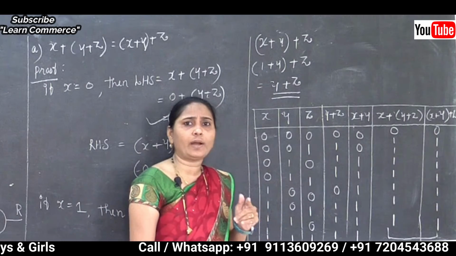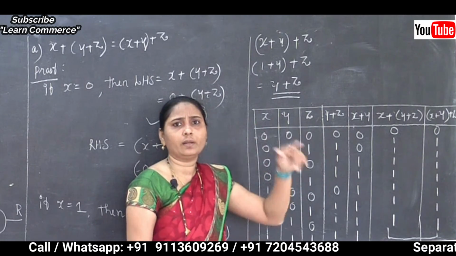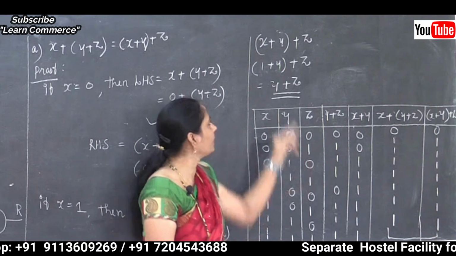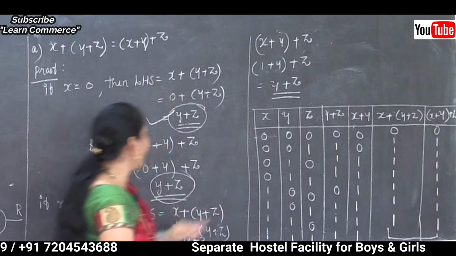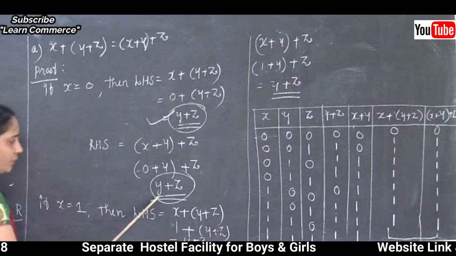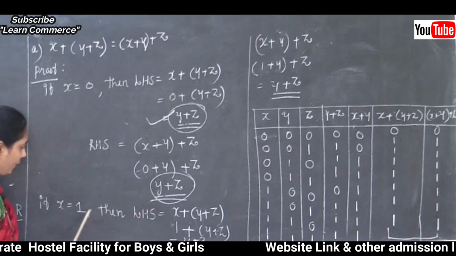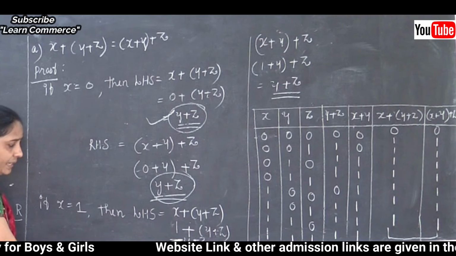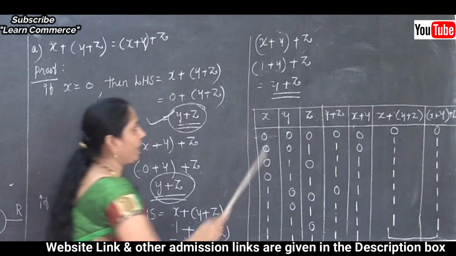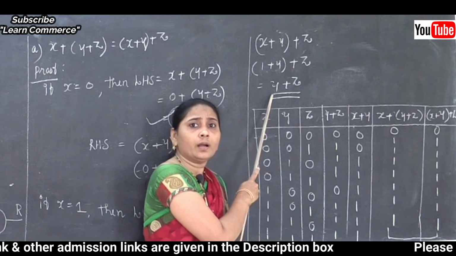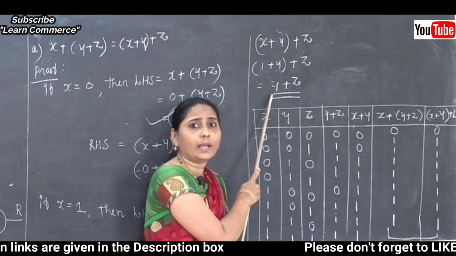Maybe the y plus z value is 1. 1 plus 1, the value is 1. It depends on the y plus z value. So we can say that whatever value we get in our left hand side result, y plus z, the same answer we will get in our right hand side, that is y plus z.